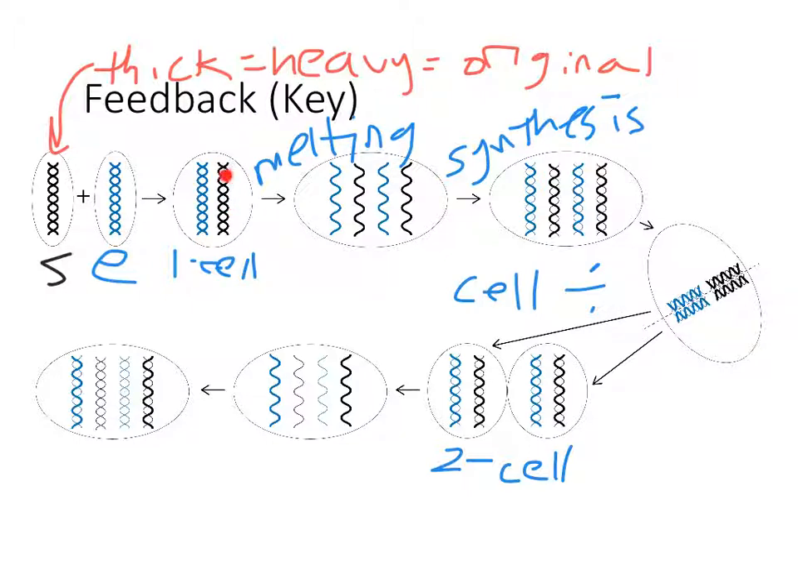So the similarities: 1 cell, just after fertilization, sperm meets egg, chromosomes come together in 1 cell. You've got 1 all blue chromosome and 1 all black chromosome, right? Dad's chromosome black, mom's chromosome blue from the egg. Same here. In each of these individual cells, they're genetically identical to each other, which is what DNA replication and cell division is all about. All of your cells are genetically identical to all of your cells. That's what makes you you.